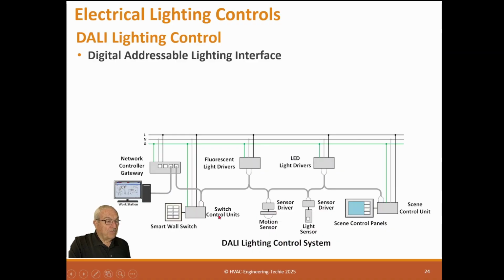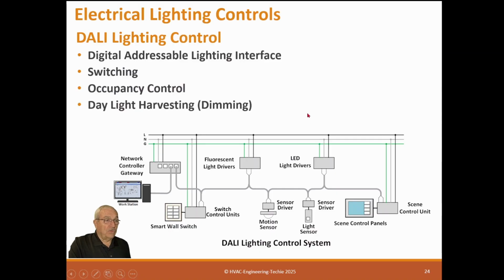So these are the input sensors that you can have, and these are the LED drivers. This might drive a batch of lights, or might drive just one. This is a fluorescent light driver, LED driver, so these are available. And this is what the DALI system looks like. It has switching, it has occupancy control, it has daylight harvesting, all available depending on how you configure this network.